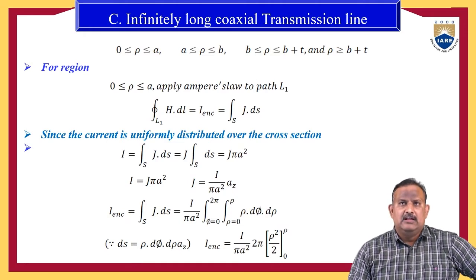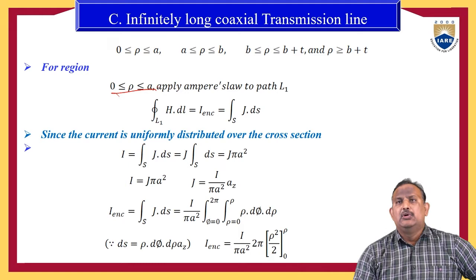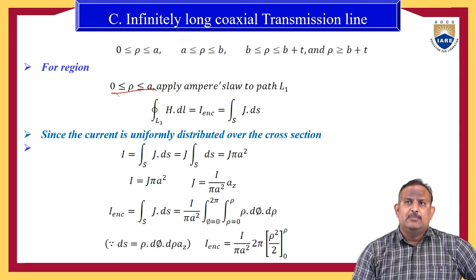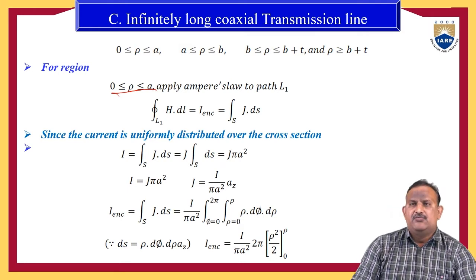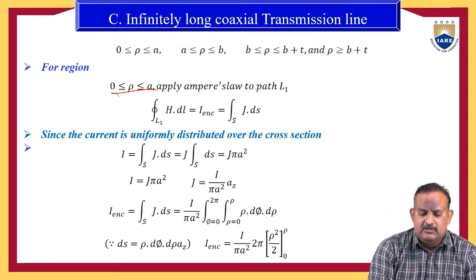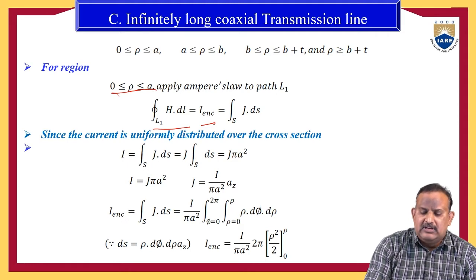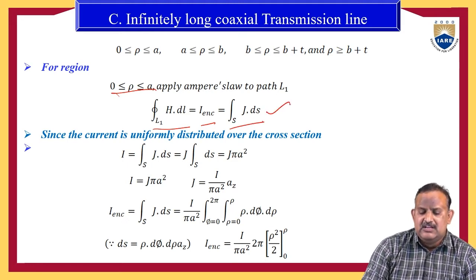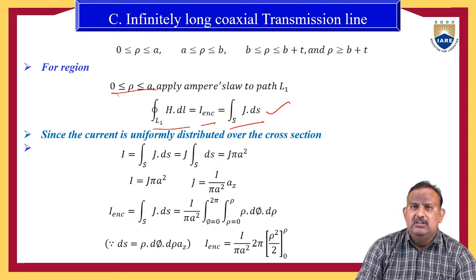First, for the first region, 0 less than or equal to rho less than or equal to A. Apply Ampere's circuit law to path 1. The line integral of H dot dl is equal to the current enclosed. We know that the current enclosed is the surface integral of J dot ds. First we will find the surface integral of J dot ds, then we will substitute into the derivation.